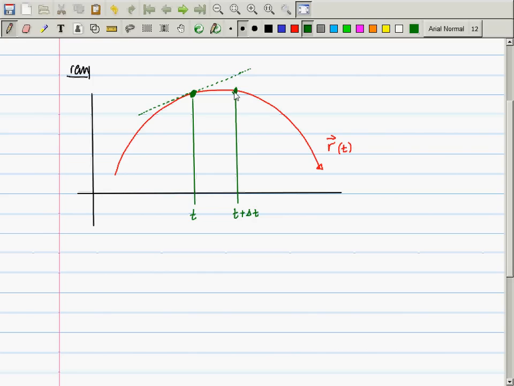Okay, so then now I have two points on the graph. I can draw the line which goes between the two points on the graph. Such a line is called a secant line, right? Such a line is called a secant line. So I could draw that secant line, which I'll depict in blue.